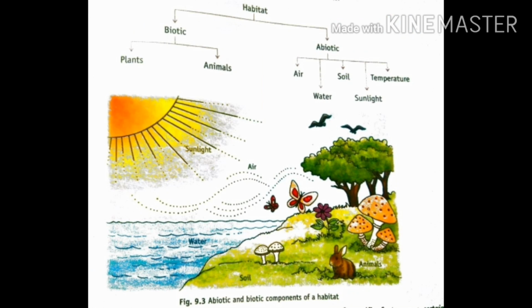Next one, components of habitat. One is the biotic component, another one is the abiotic component. Biotic components include plants and animals. These two come under the category of biotic or living components. The non-living or abiotic components include air, water, soil, sunlight and temperature. These components affect the living organisms found in the area. These two components are important for habitats.